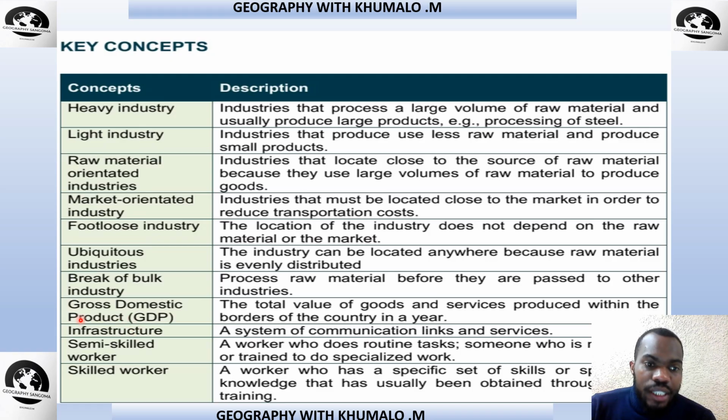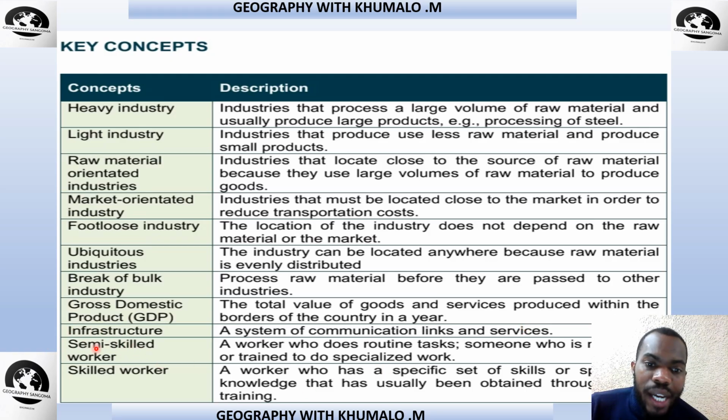And then we've got the concept of gross domestic product, which describes the total value of goods and services produced within the country's borders for a period of 1 year. Now, another thing that you have to pay attention to, grade 12, is the definition of infrastructure. We say a system of communication links and services, and we include the road networks and buildings for now.